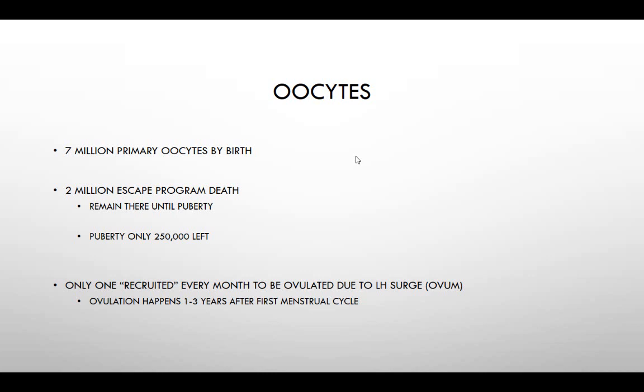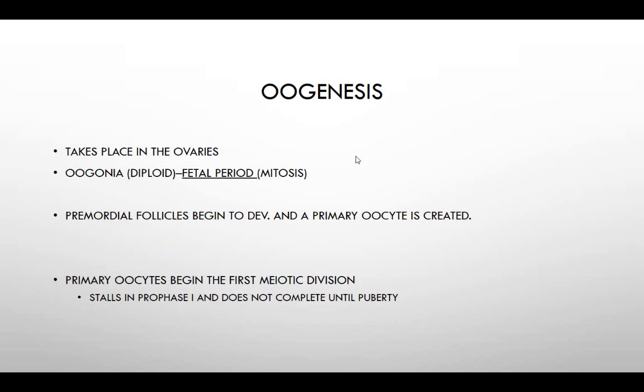With ovulation, you obviously are not going to use 250,000 oocytes throughout your lifetime. You figure your span of ovulation really is only about 30 to 40 years, and it's getting younger as we age, with different things that are happening in our society and how we're changing. So you by no means are going to be using all 250,000 of these. This process of developing an egg or an oocyte is called oogenesis. So very similar for the most part.